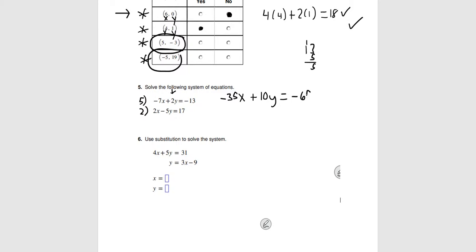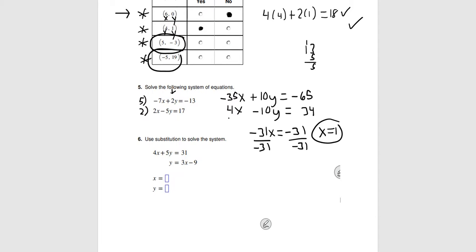is negative 65. Okay, and on the second equation, if I times everything by 2, I'm going to have 4x minus 10y equals 34. And now I add the 2 together, so I'm going to have negative 31x equals negative 31. And then to solve for the x, I'm going to divide by negative 31 on both sides. So x equals 1. So remember, we changed both of equations so that the y variable would eliminate.